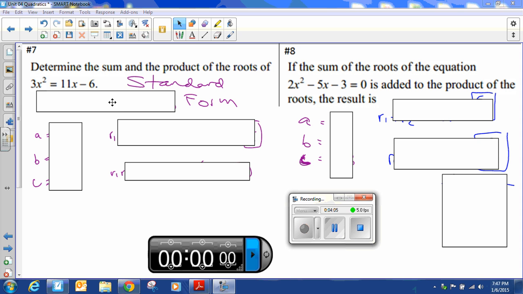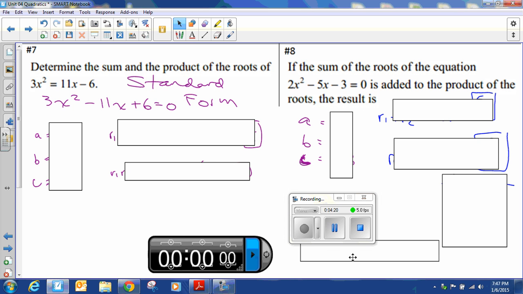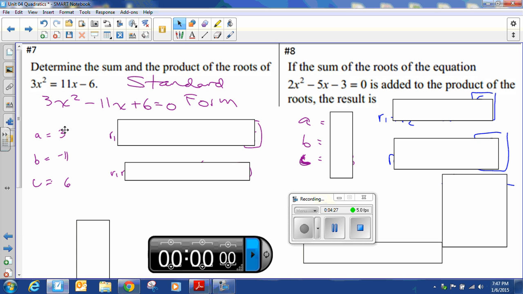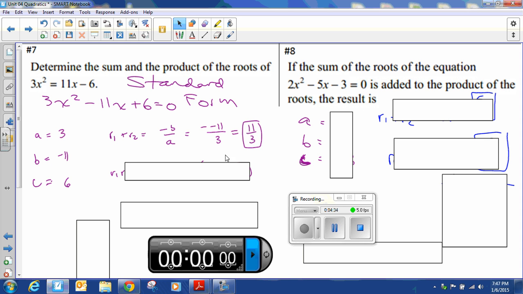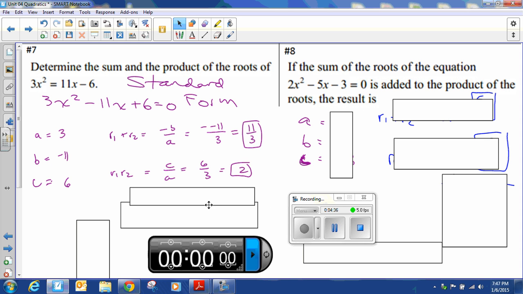Here's one that's important to look at because we start off not in standard form. You need to rearrange the equation so it's in standard form. So we're going to subtract 11x and then add 6. We end up with 3x squared minus 11x plus 6 equals 0. Therefore, we can correctly identify the coefficients. A equals 3, b equals negative 11, c equals 6. And the sum of the roots is 11/3, and the product of the roots is 2.